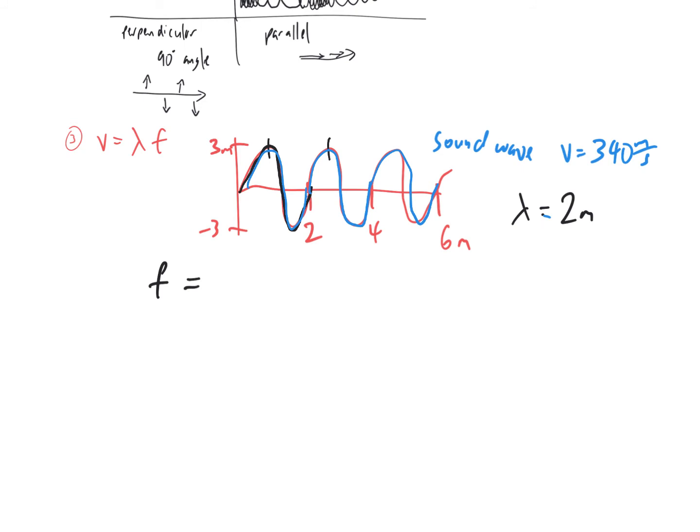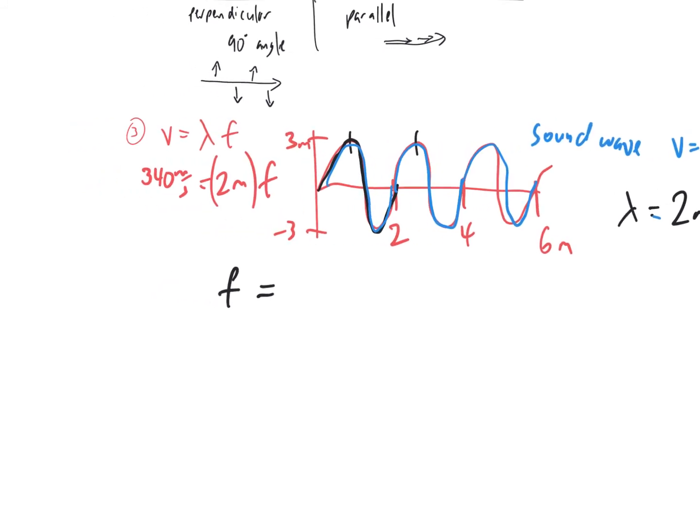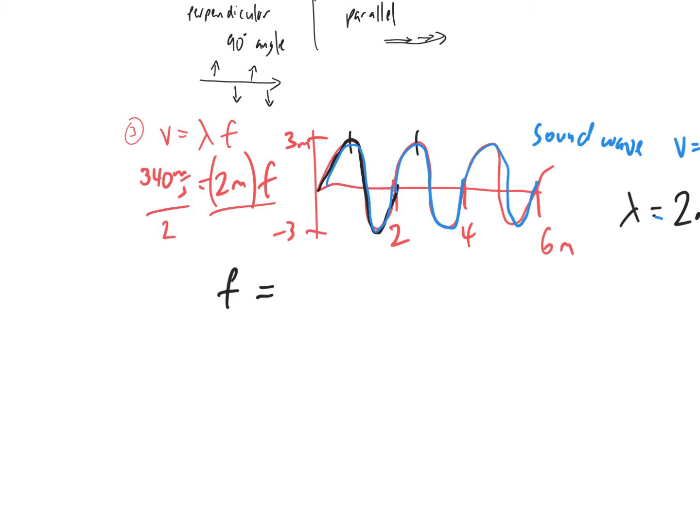Then I can plug my values into v equals wavelength times frequency. My velocity was 340 meters per second, which is equal to my wavelength of 2 meters times my unknown frequency. When I solve for frequency by dividing both sides by 2, I'm left with a frequency of 170 1/seconds, or 170 waves per second, which we call 170 hertz.